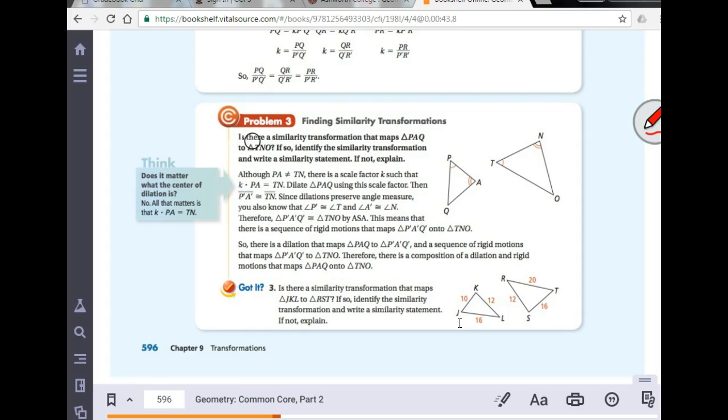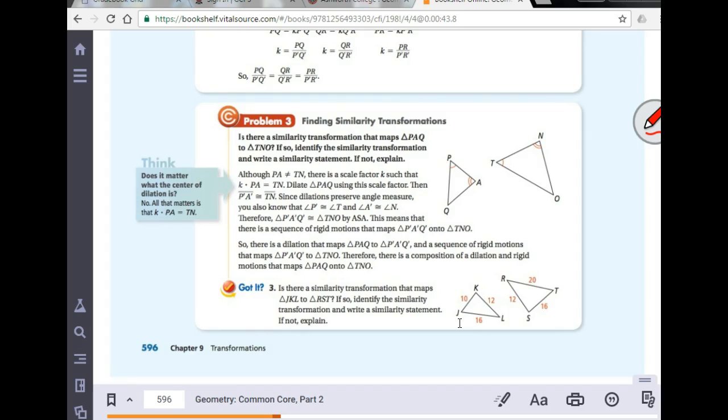So in this one it says, is there a similarity transformation that would map PAQ, which is the smaller one here, to TNO, which is this one right here. If so, it wants us to identify the similarity transformations and then write a similarity statement, and if it's not, then explain.